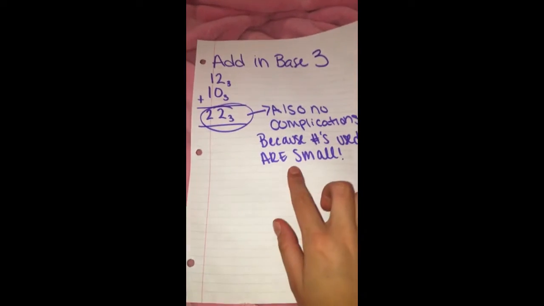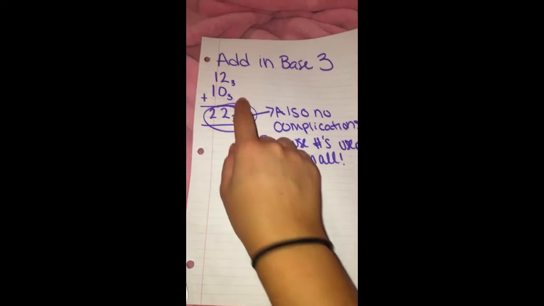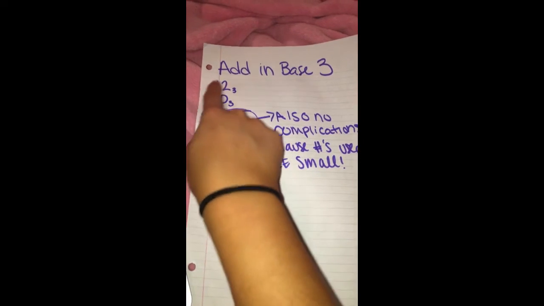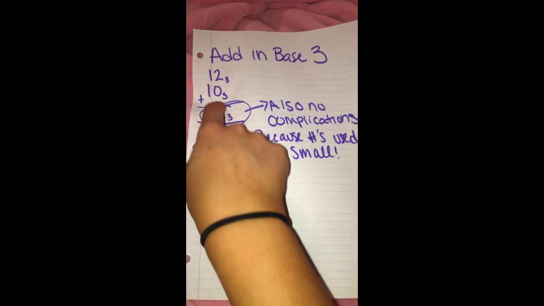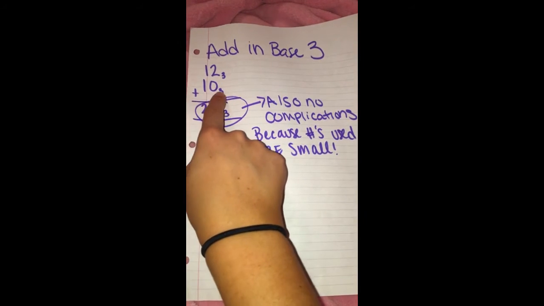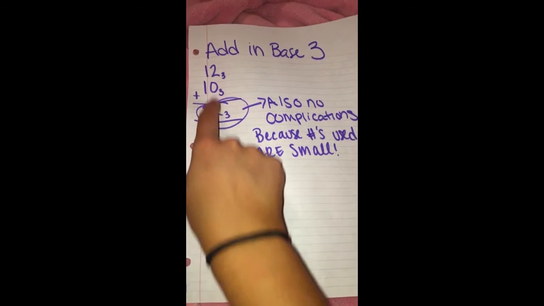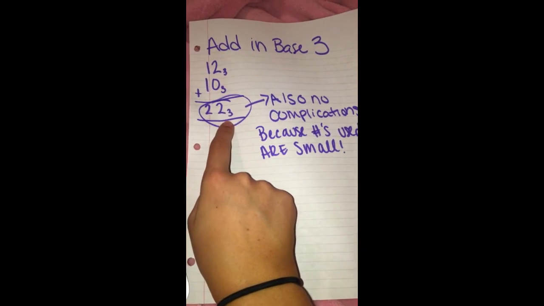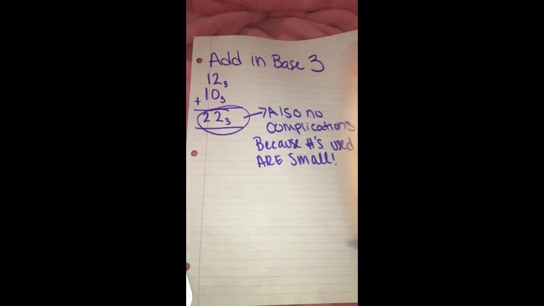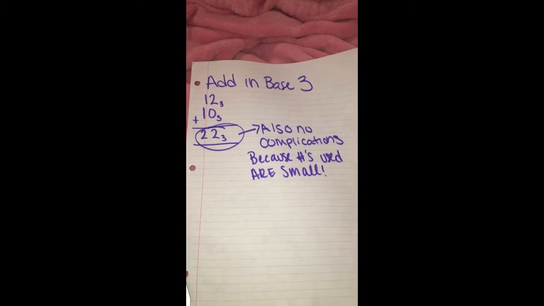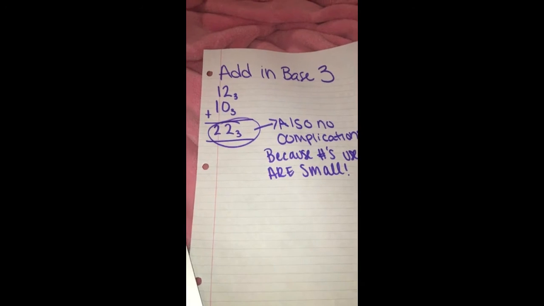The last one that I want to teach you is adding in base 3. So we're going to use small numbers, same numbers, keeping it cohesive. So 12 base 3, 10 base 3. So add them. You automatically just get 22 base 3. Also no complications because the numbers are small. This is the easiest part. You basically just add them together just like normal and they stay in base 3.